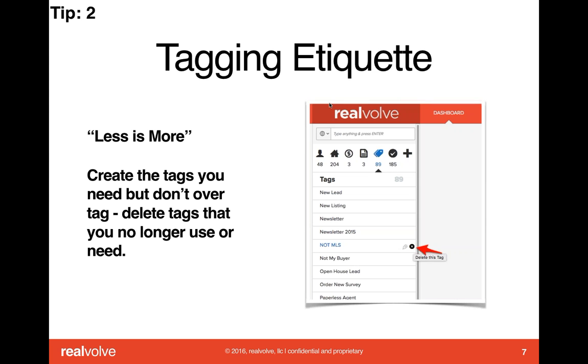Now, some tag etiquette. Here's tip number 2. Less is more. Whenever you're creating tags, make sure that you don't overcreate tags, and definitely create the tags that you need. But if you find that you're using a tag and you really don't use it for anything, you can delete it. Whenever you're under the tags section on the left-hand side, you can click on your tags. You can see all your tags. Whenever you highlight a particular tag, if there's nothing in there, you can just move your mouse over the top of that little tag entry and delete it. It will delete that tag from the system for you.